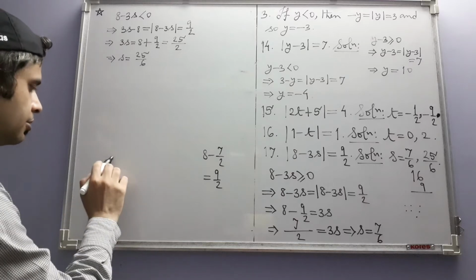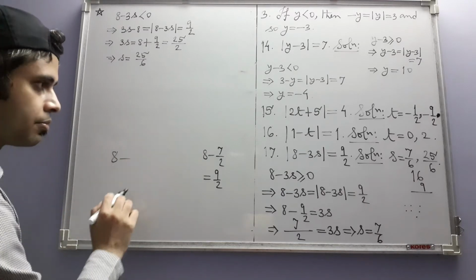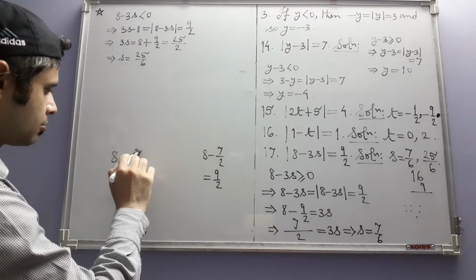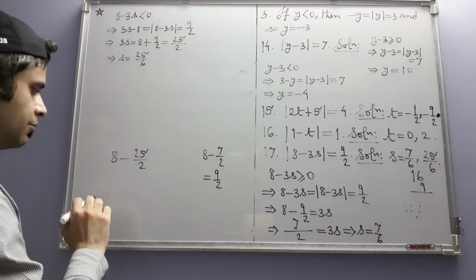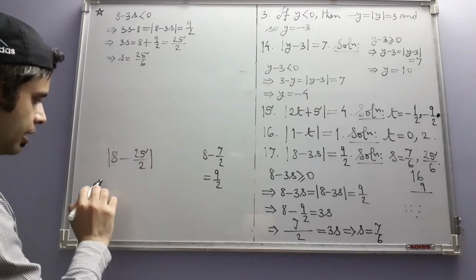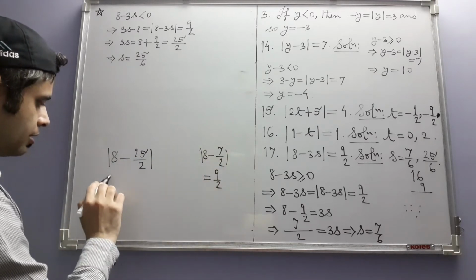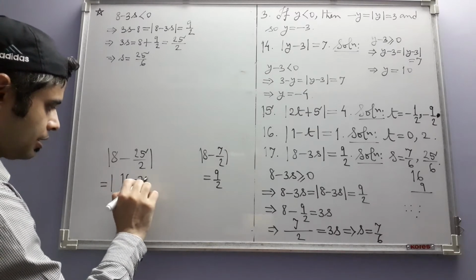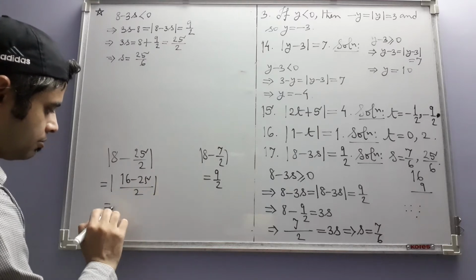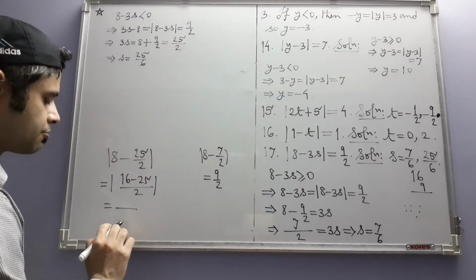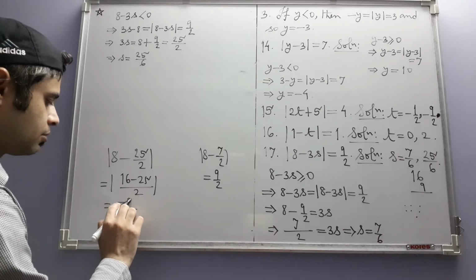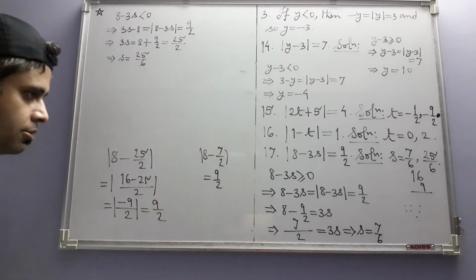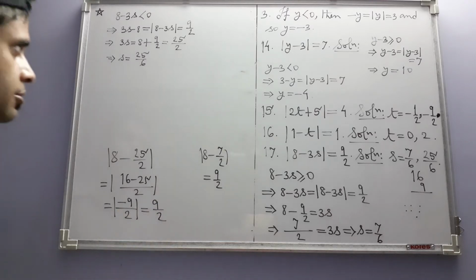And if I substitute 25 divided by 6, then 25 divided by 2, and that is equal to 16 minus 25 divided by 2, and 16 minus 25 is minus 9. So this is again 9 by 2. Yes, we have got the solutions.